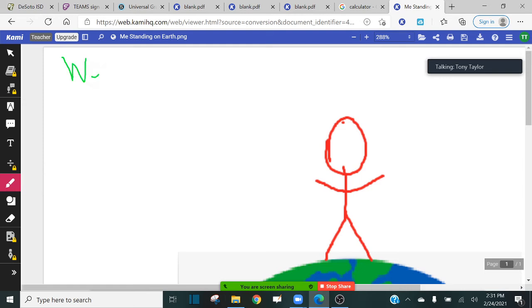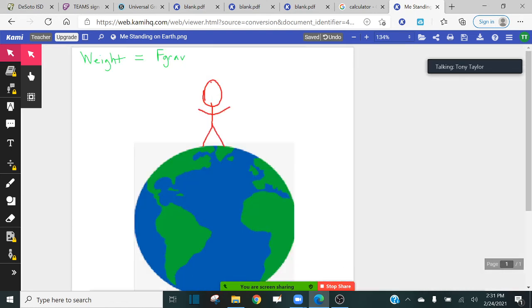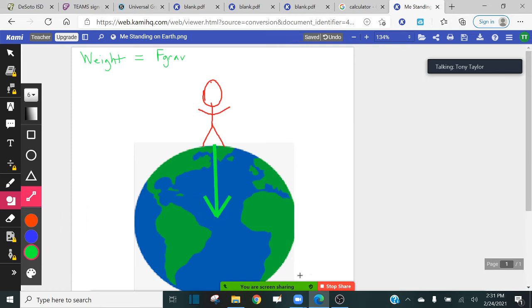An object's weight is exactly equal to the force of gravity acting on the object. Weight is equal to the force of gravity acting on the object. So because I'm standing here on the Earth, it should be obvious to you guys that there's a gravitational force that's pulling me toward the center of the Earth. This gravitational force is what's responsible for my weight.